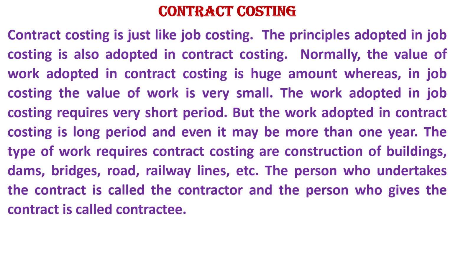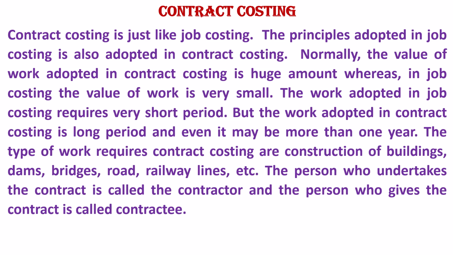Contract costing is just like job costing. The principles adopted in job costing are also adopted in contract costing. Normally, the value of work in contract costing is a huge amount, whereas in job costing the value of work is very small. The work in job costing requires a very short period. But the work in contract costing takes a long period, and it may even be more than 1 year. The types of work requiring contract costing are construction of buildings, dams, bridges, roads, railway lines, etc.